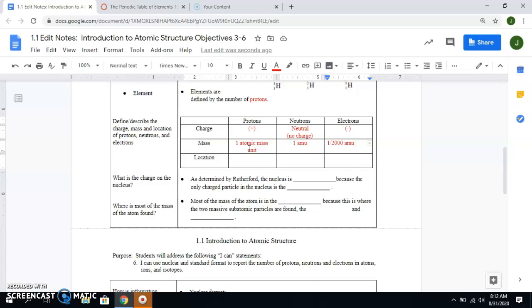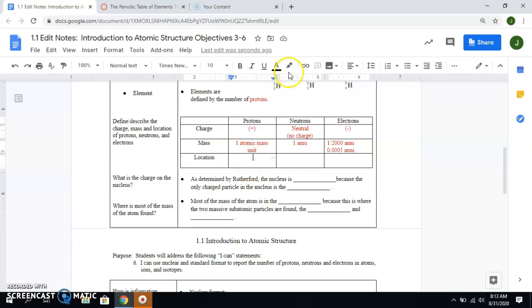Let me put this into context a little bit better. If you were to take out the calculator and type 1 divided by 2000 equals, it would equal this number right here. It's 0.0005 atomic mass units. It's really, really small, and for that reason, we don't think about the mass of an electron when we're thinking about the mass of atoms, ions, and isotopes.